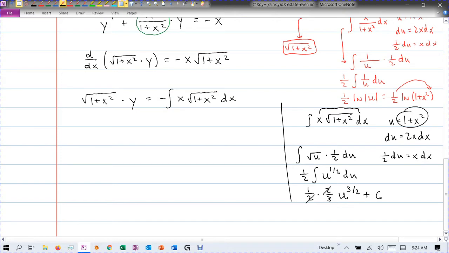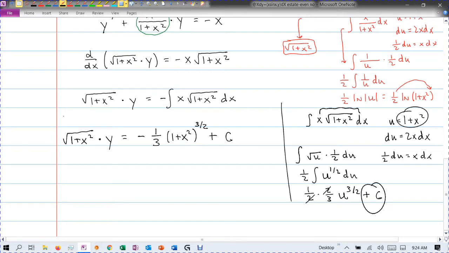These twos will cancel. So we should get back over here, square root of 1 plus x squared times y equals, now remember we had a negative in front of all this, so negative 1/3, and then u, which is 1 plus x squared to the 3/2, and then plus some constant. Now, we don't have to worry about the negative going through and distributing to that constant because multiplying a constant by a negative is still a constant, so we don't know what the number is.